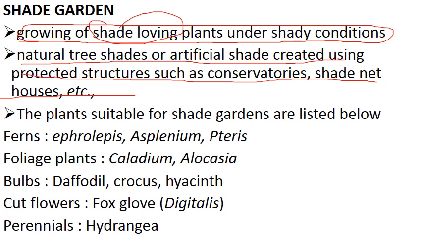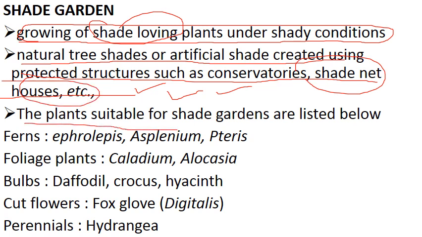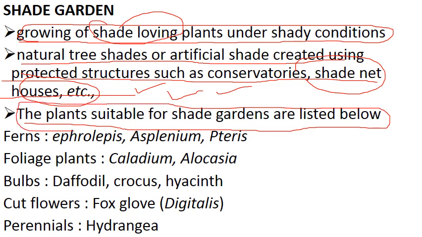So from where do we make shade? If there is a natural tree, any natural components, any natural features are there, then it's okay. If it is not there, then we can go for shade net and any house shade we can make. Okay. The plants suitable for shade garden are listed below. This is the important aspect of shade garden.